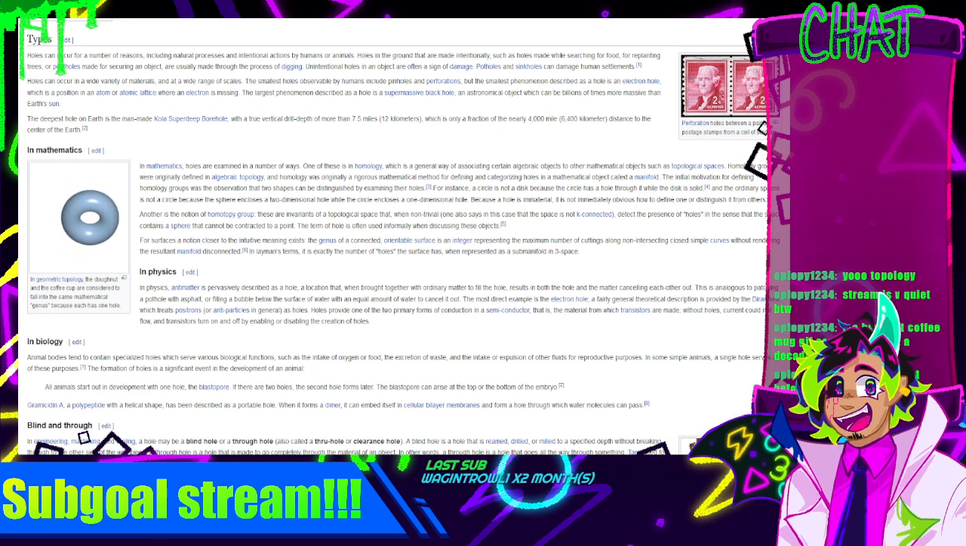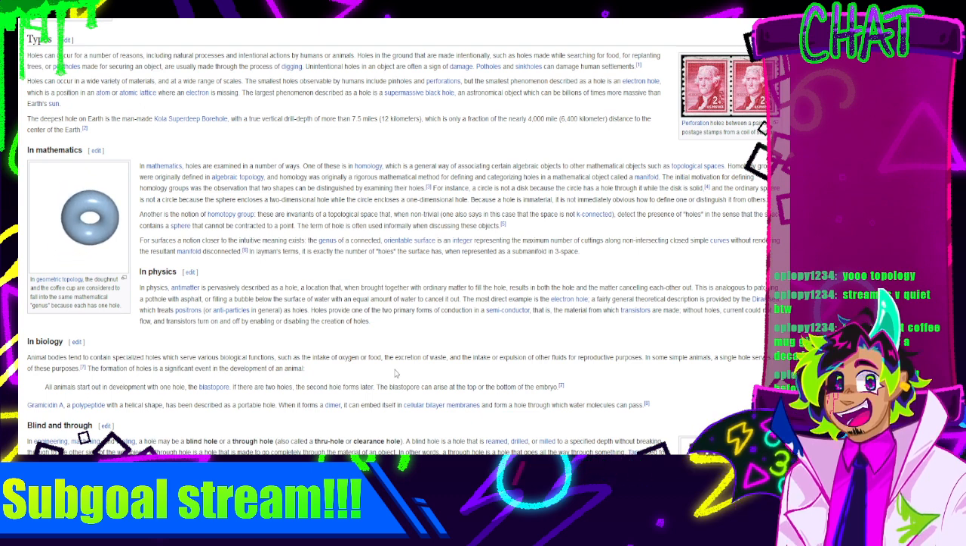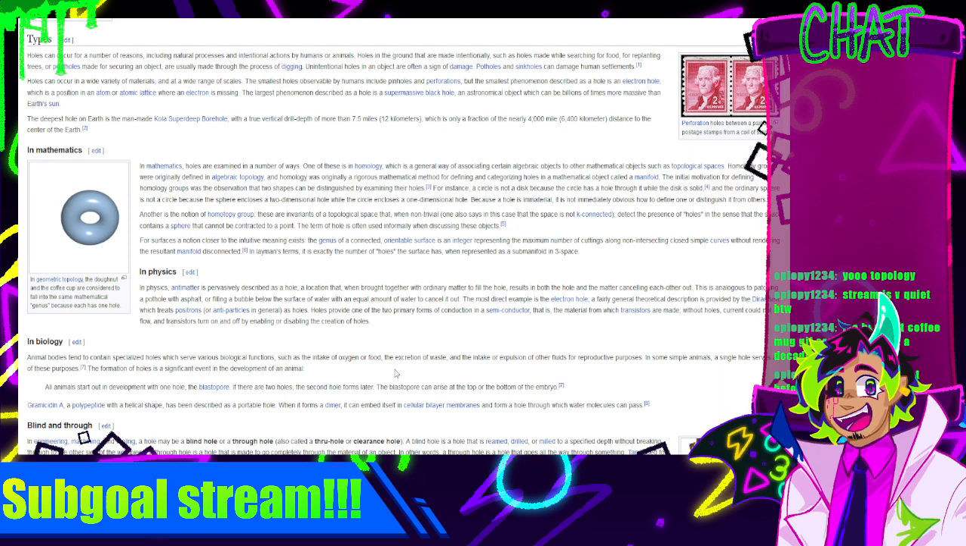For surfaces, a notion closer to the intuitive meaning exists: the genus of a connected orientable surface is an integer representing the maximum number of cuttings along non-intersecting closed simple curves without rendering the resultant manifold disconnected. In layman's terms, it is exactly the number of holes the surface has when represented as a submanifold in 3-space.